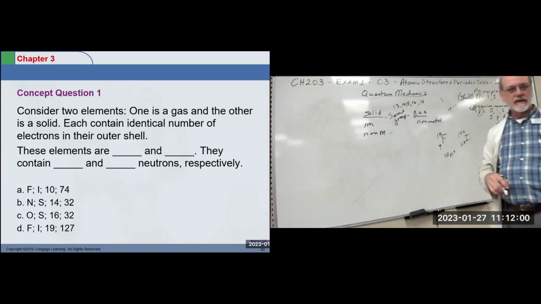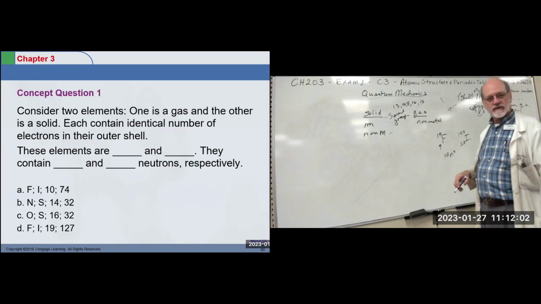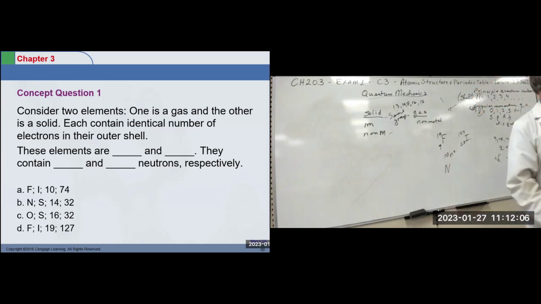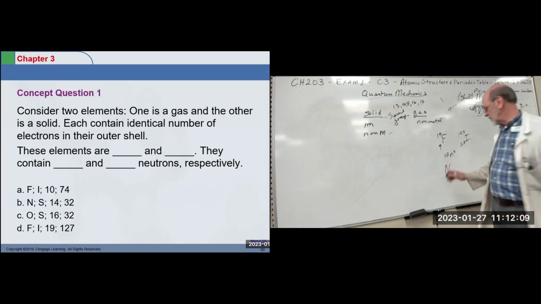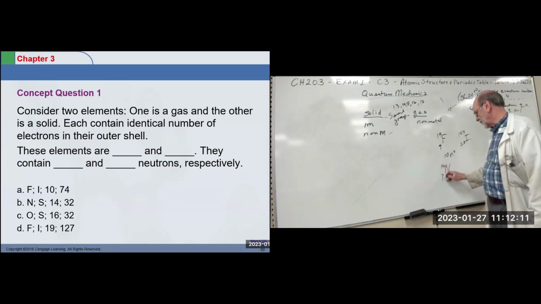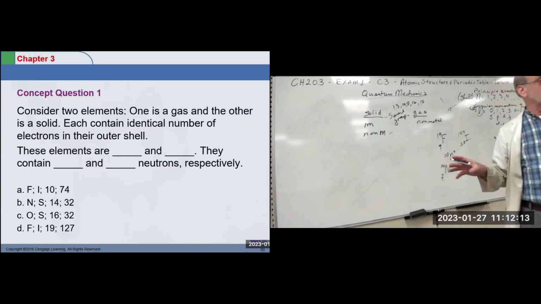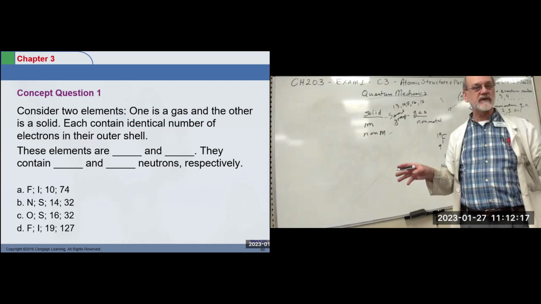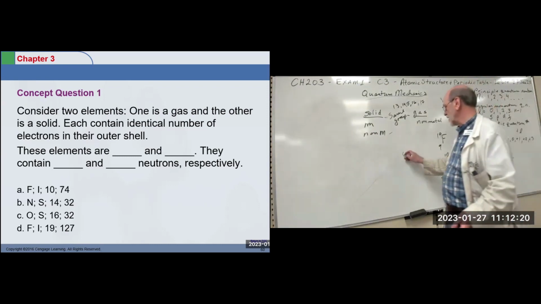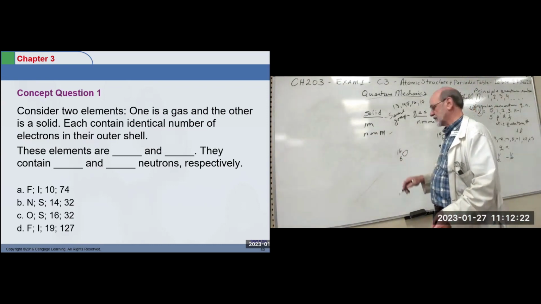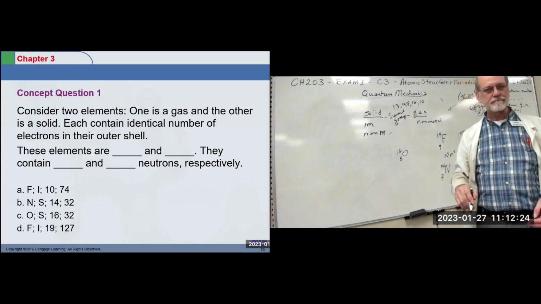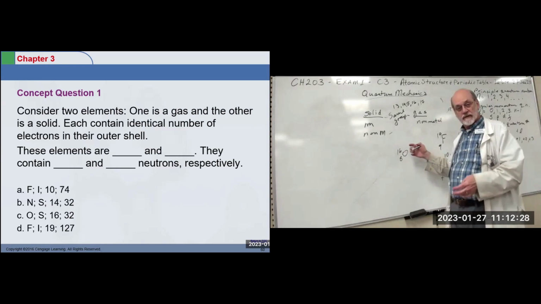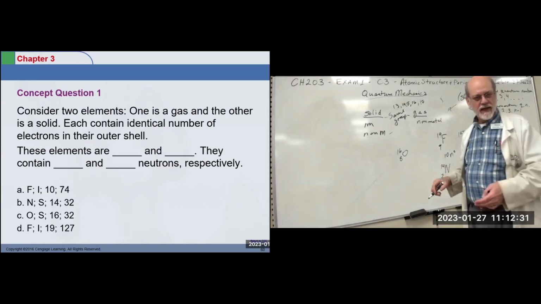How about nitrogen, 14 neutrons? Nitrogen is 7 and 14. No, the 14 is total protons and neutrons. It'd be 7 neutrons, right? So the second one's out. Process of elimination. Oxygen is 8 and 16. That's not the number of neutrons, that's the total. So that's wrong too.